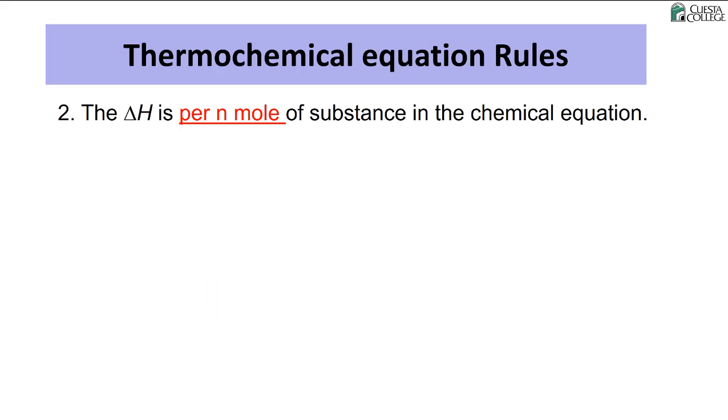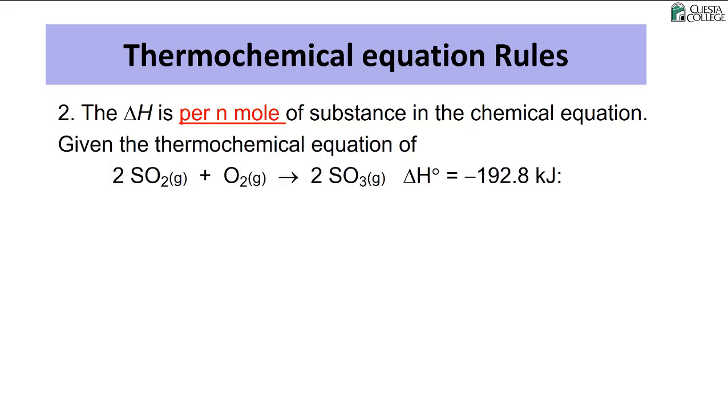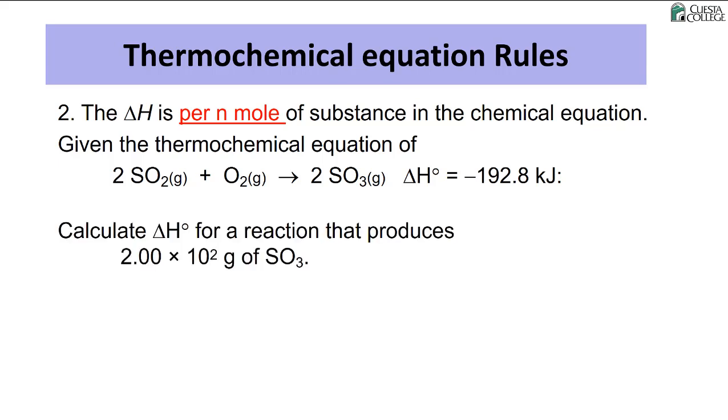Here's an example that will show you how this relationship between delta H and number of moles of substances can be useful. Here's a thermochemical equation of sulfur dioxide reacting with oxygen to make sulfur trioxide. The delta H is negative 192.8 kilojoules. We can use those relationships of delta H per mole to calculate how much heat energy is released for a reaction that produces 200 grams of sulfur trioxide.